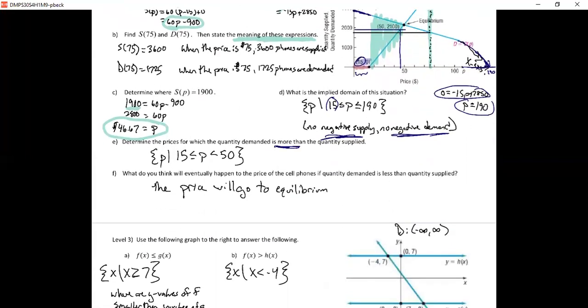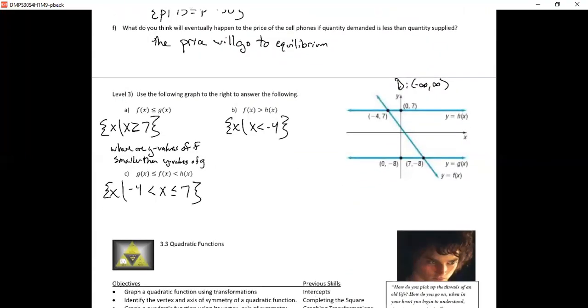So, moving along. Use the graph to answer the questions. Where is f of x less than or equal to g of x? What I am saying is, here's where f of x is below the g of x function, which is why I said all x where x is greater than or equal to 7. So the meaning of this is, where are the y values of f less than or equal to the y values of g? We can see that's true on that region.